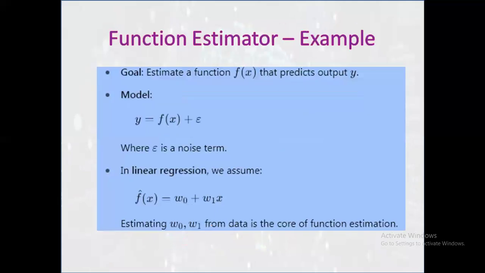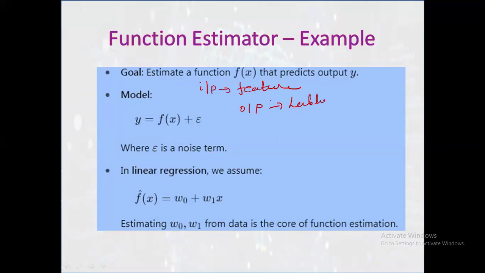If you take an example, a function estimator attempts to estimate an entire function that maps inputs to outputs. Inputs means features, so all the features it is going to consider. Outputs we call labels or predictions.